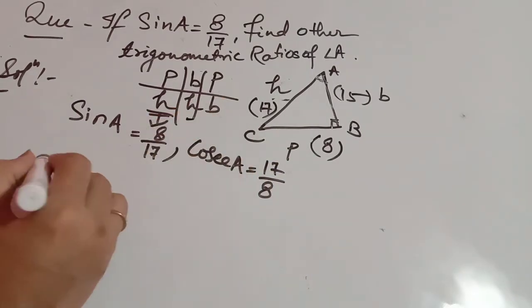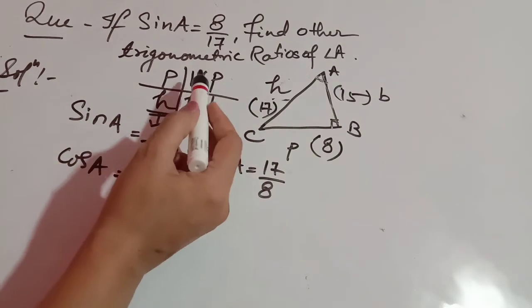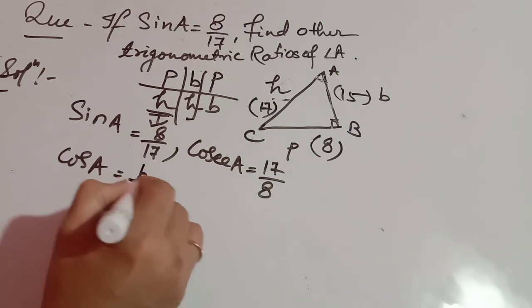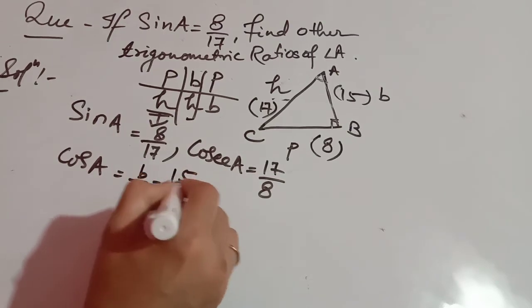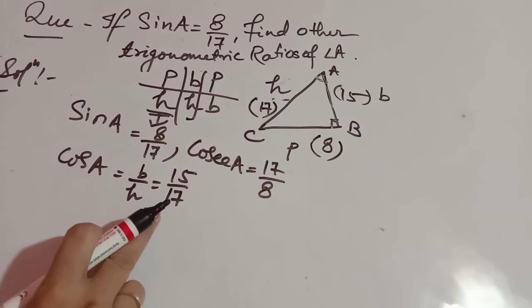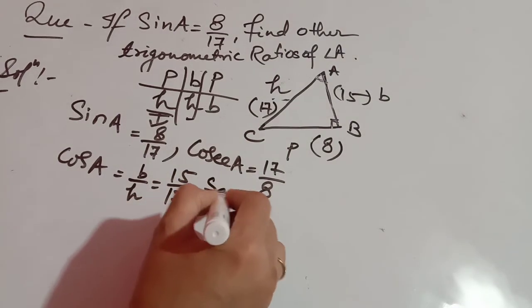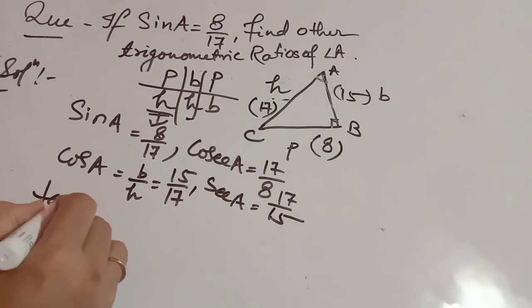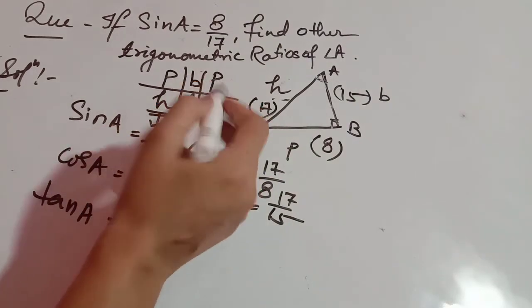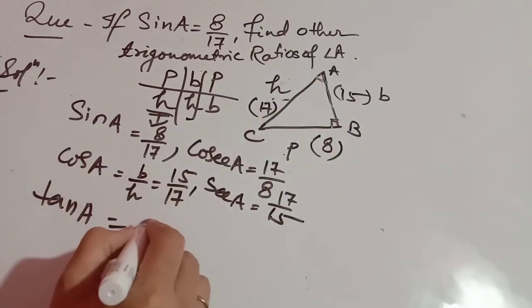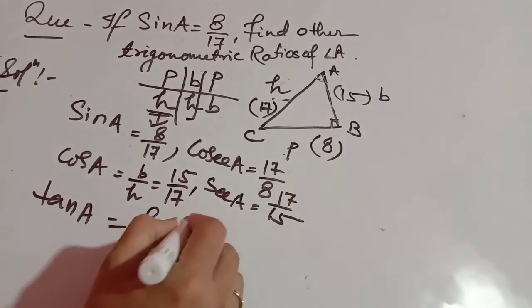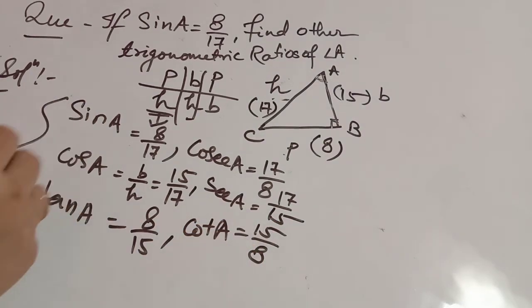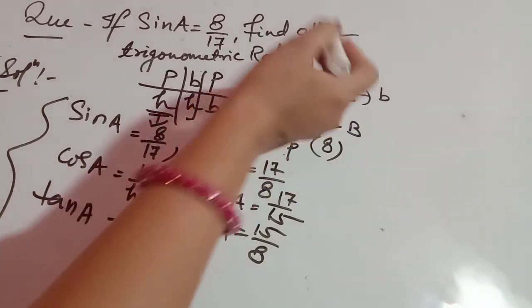Then we come to cos. Cos A is equal to B, that is base, divided by hypotenuse. So B by H will be 15 by 17. So cos A is equal to 15 by 17. Then what will be sec A? Sec A will be 17 by 15. Now tan A, we know tan A is equal to P by B, so 8 by 15. Then the reciprocal, cot A, is equal to 15 by 8. These are all 6 trigonometric ratios for angle A.